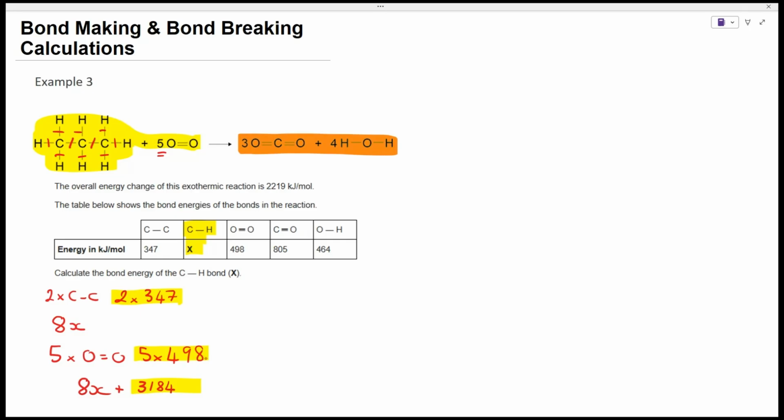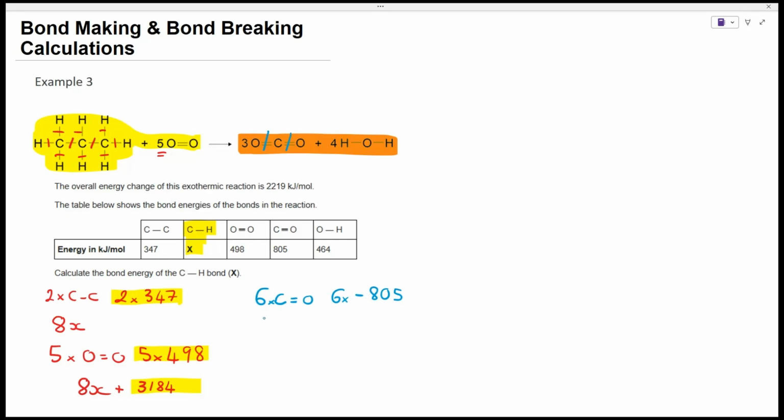Okay, I'm going to leave that down there, and I'm going to deal with my bond making side now. So the bond making side, like we had in the previous example, I've picked the same one because it makes it easier to follow. We've got 6 C double bond O bonds, which is basically 6 times, and I've got to be careful here because it's going to be minus 805.